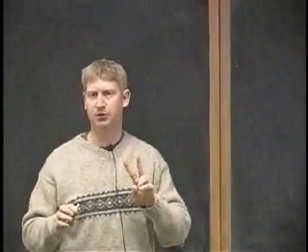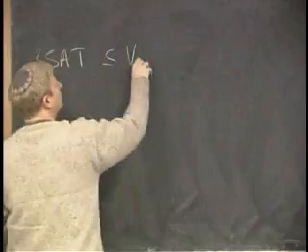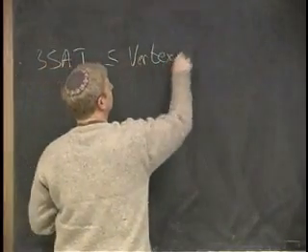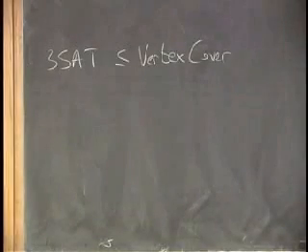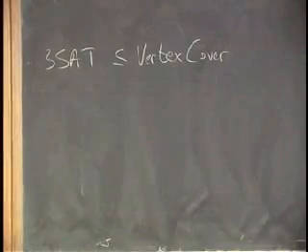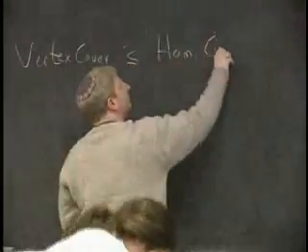We're going to continue talking about NP-complete stuff. No review today, just 2 reductions. We're going to do a reduction from 3 satisfiability to vertex cover. And then we're going to do a reduction from vertex cover to Hamiltonian circuit.